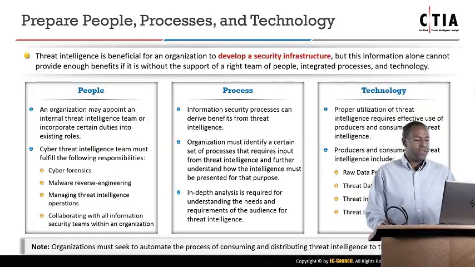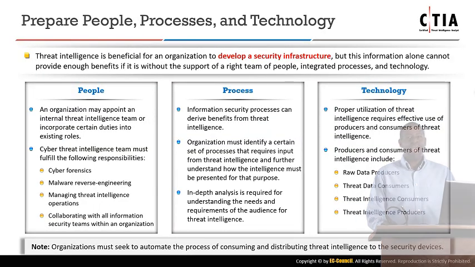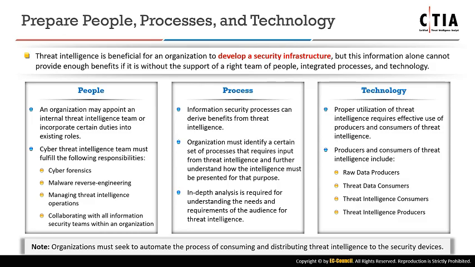So let's start with preparing people, processes, and technology. Let's look at people. An organization might appoint an internal threat intelligence team or incorporate certain duties into existing roles. And this is something that needs to be planned out very carefully. Here's why. If you have a team that is dedicated to threat intelligence, then everything that they do, all of their charter, all of their work day to day will be dedicated only to threat intelligence. Whereas if you incorporate threat intelligence into an existing team, you risk diluting both the team's original roles and threat intelligence.